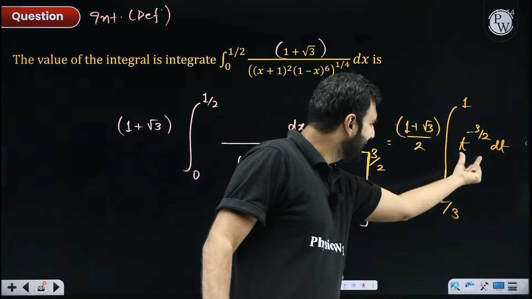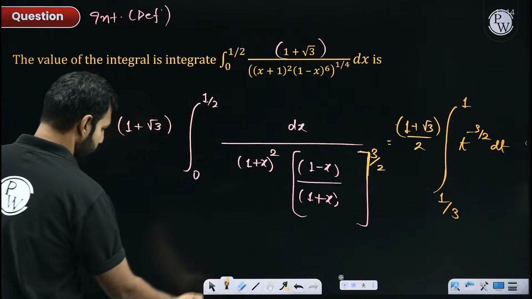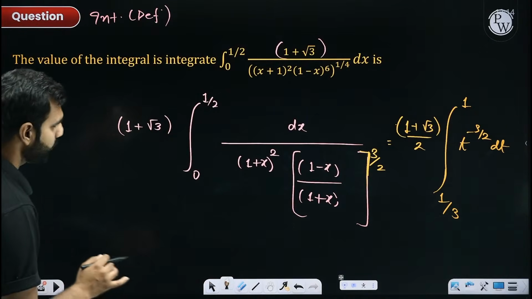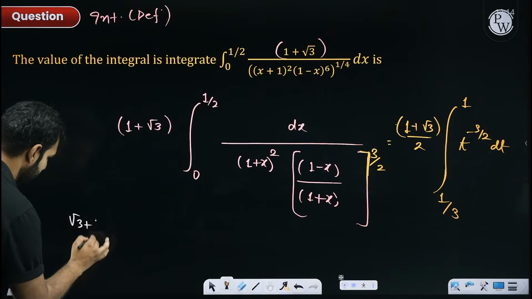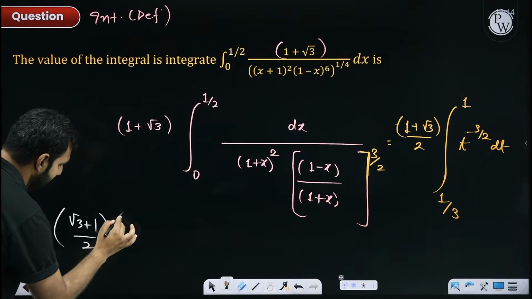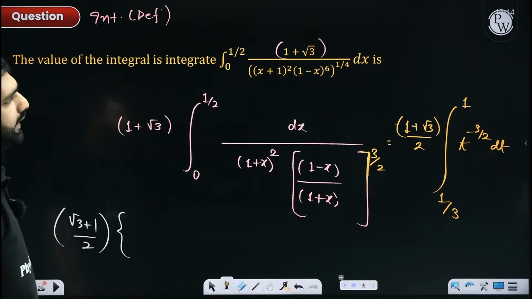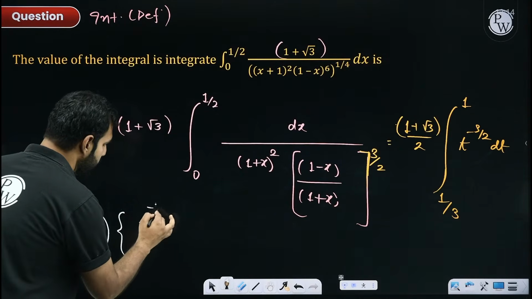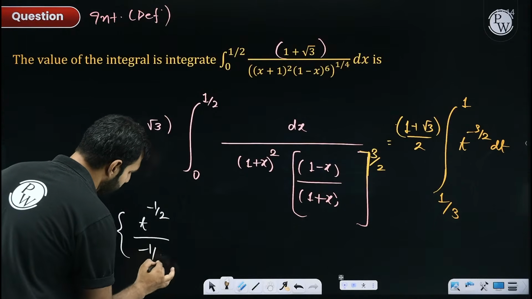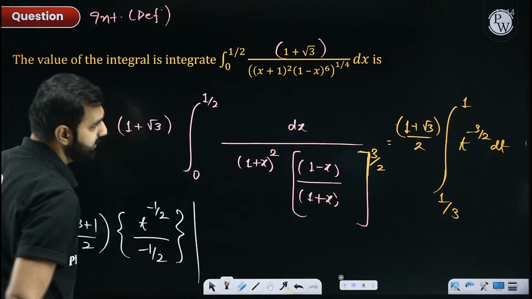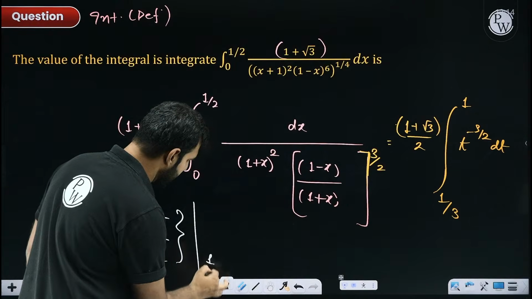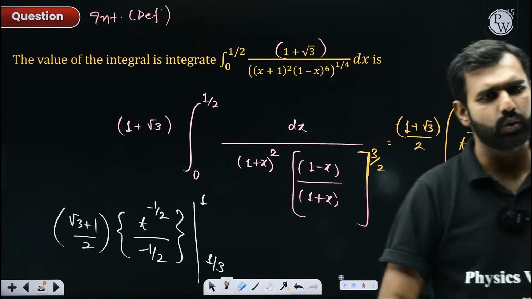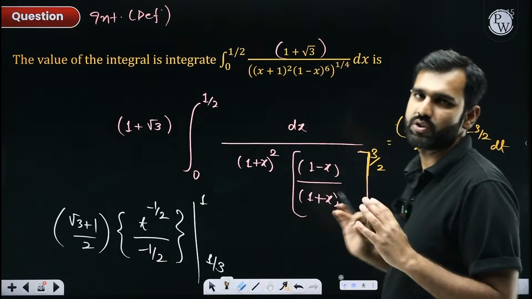Now, can you not integrate this t to the power minus 3 by 2? So when you are integrating it, can I do it here? So t to the power minus 3 by 2. What is the outside? Sir, outside expression is root 3 plus 1 divided by 2. Then you have the integration of this. So t to the power minus 3 by 2 plus 1, that is t to the power minus 1 by 2 divided by minus 1 by 2. And thus limits are supposed to be put as 1 by 3 and 1. Can I skip this question now at this stage? Standard question of integration. Indeed, standard question of integration.